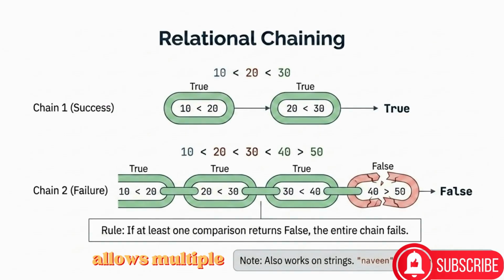Relational chaining allows multiple comparisons in a single expression. The entire chain only returns true if every individual comparison is true. If even one comparison returns false, the whole chain fails and returns false.